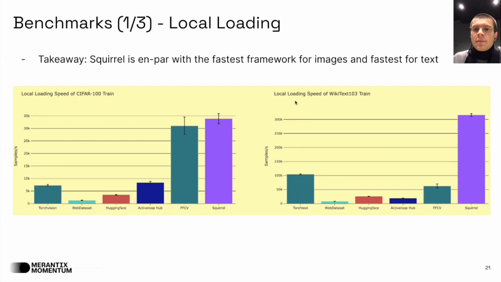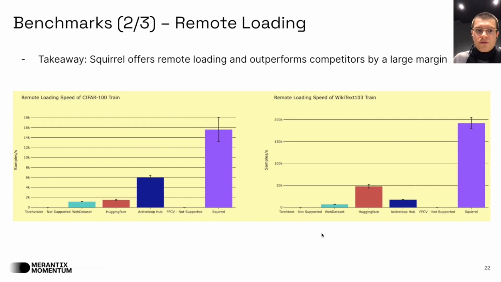And in the right graph, you can also see the same phenomenon for text data, where we load the Wikitext 103 training data set. And how does this look for remote loading?